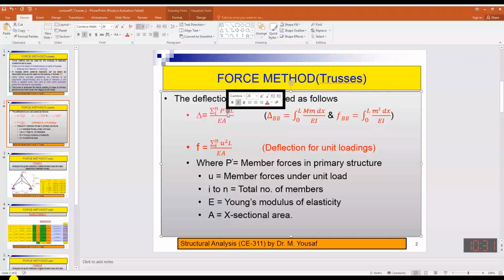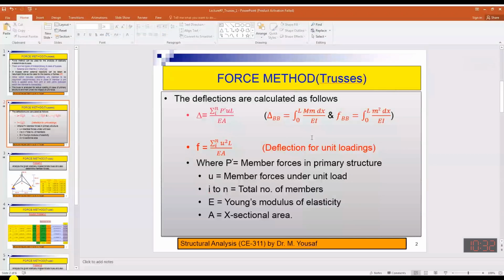Okay, this is the length of the small element, and this is the length. This is also the length. So both are similar to each other, and you can remember it this way. Where P dash is the member force in the primary structure, U is the member force due to unit load, I to N is the total number of members, E is the modulus of elasticity, A is the cross-sectional area.